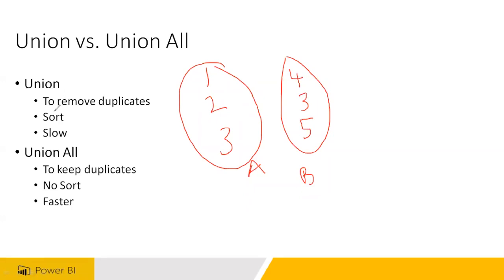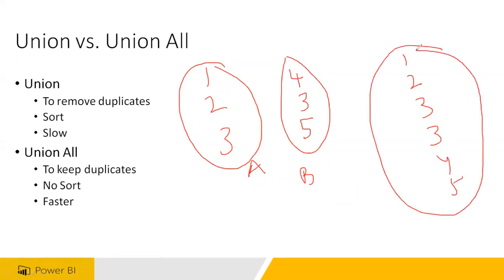Union will get the data, so 1, 2, 3, and then it is going to sort the data. After sorting, you will get 3, 4, 5 as well, and everything got sorted. Now it is going to remove the duplicates. This is what is called union.